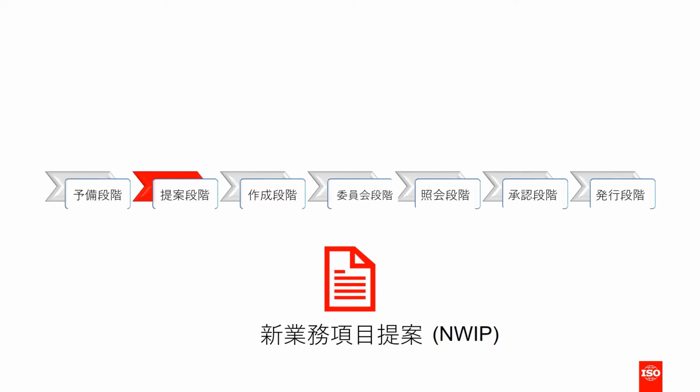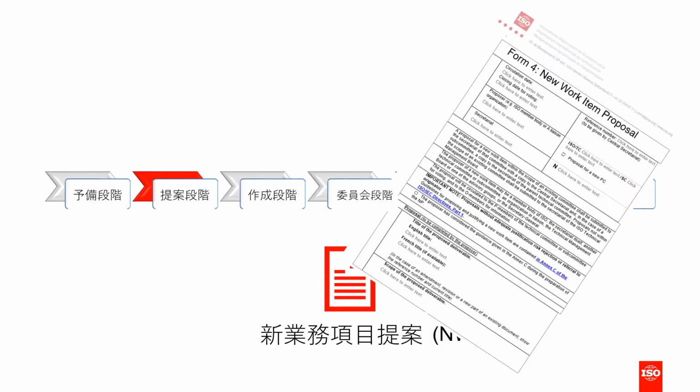This stage is used to propose a new standard, or a new part of an existing standard. This stage is also used for proposing a technical specification or a publicly available specification. New projects can be proposed by various stakeholders, such as a national body, a Category A liaison organisation, or the Secretariat of the Committee. The proposer must fill in Form 4, and they must fully justify the market need for the standard.